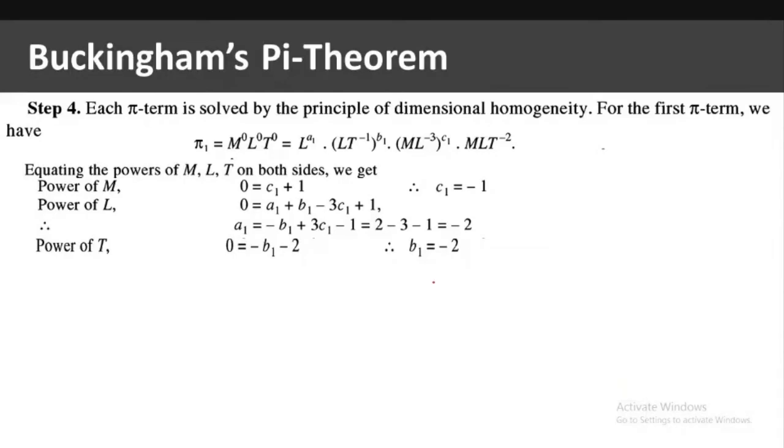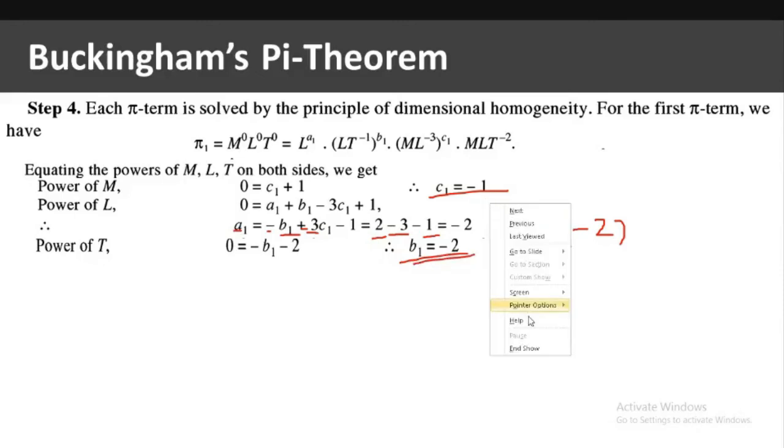Okay, now this value of B1 and this value of C1 we will put here. So it is minus B1, so it is minus of minus 2. Minus of minus 2 will become plus 2, so it is plus 2. Then plus 3 into minus 1, so it is minus 3, minus 1. So it is 2 minus 3 minus 1, so 2 minus 4, it is minus 2. So A1 is minus 2, B1 is minus 2 and C1 is minus 1.